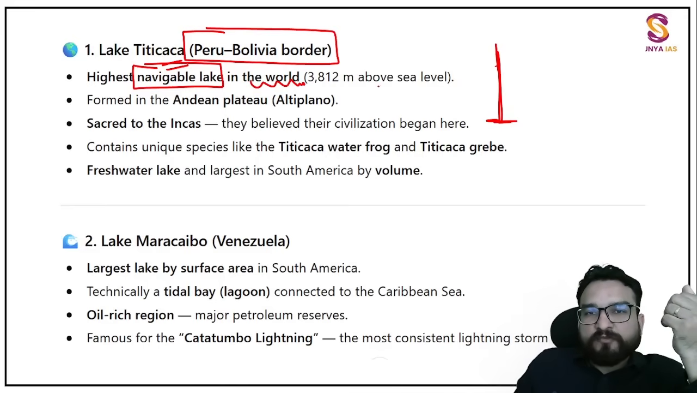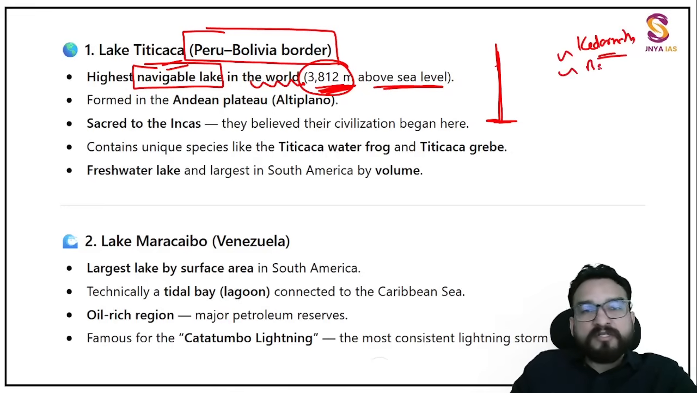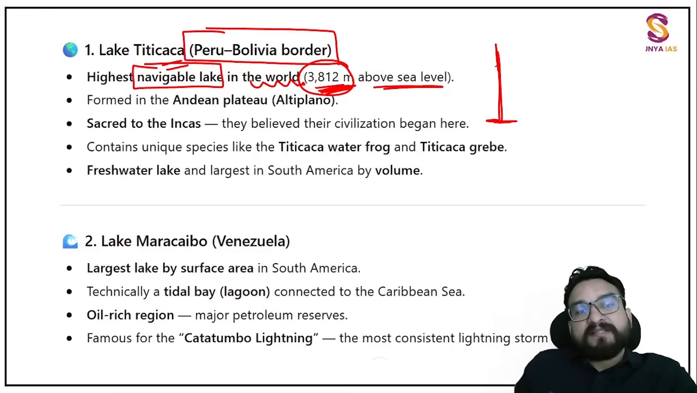Highest means altitude wise, if you see above sea level, this is at 3812 meters, right? Very important. And if you see where Kedarnath is situated, at the same height you will find, more or less the same height, not exactly, but more or less. Badrinath, more or less the same height you will be seeing them. Okay, but this is just an analogy I am making.